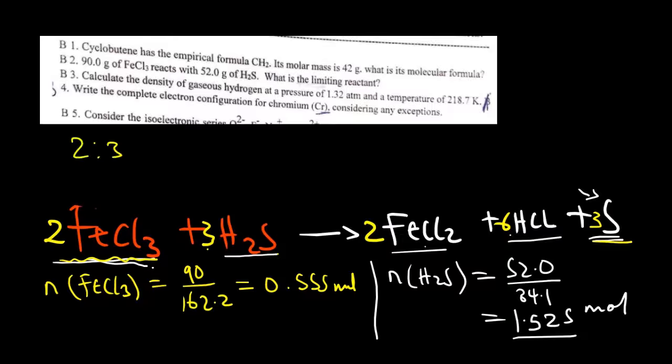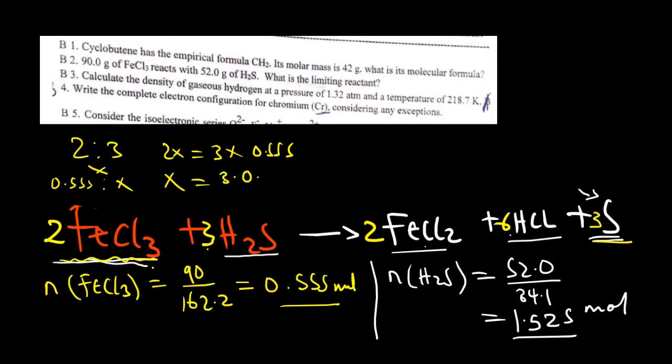Okay, so meaning if I have these moles of iron(III) chloride, what will be the moles of sulfur? So I'm going to say 0.555 over x. So we can cross multiply. So it means I have 2x equals 3 multiplied by 0.555. Okay, so our x will just be equal to 3 multiplied by 0.555 divided by what? 2.